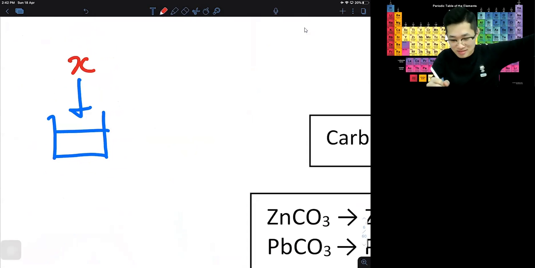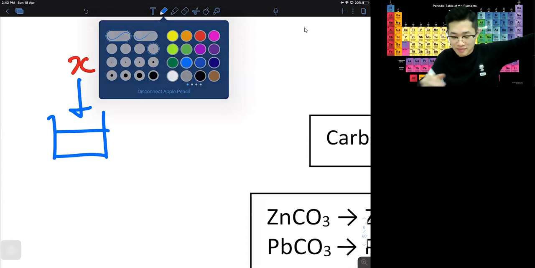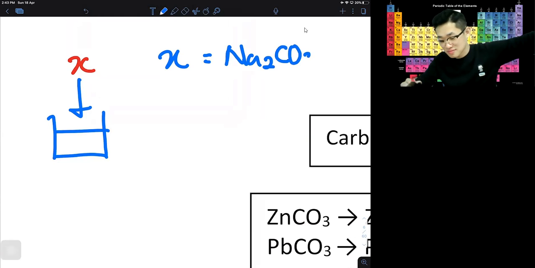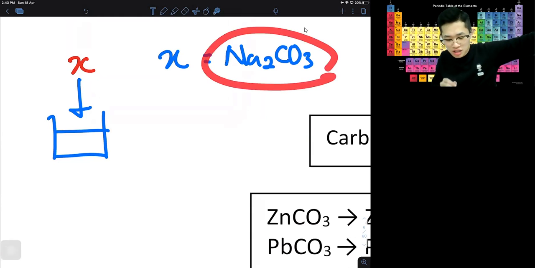We put the salt into the water. Let's say the salt X is Na2CO3. Will this salt dissolve into the water?